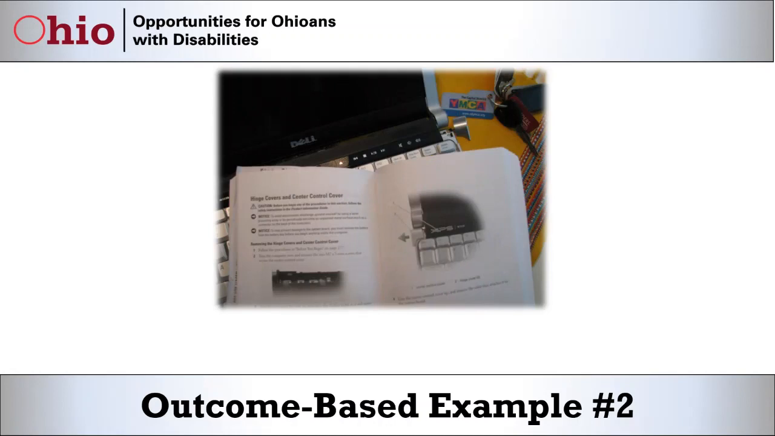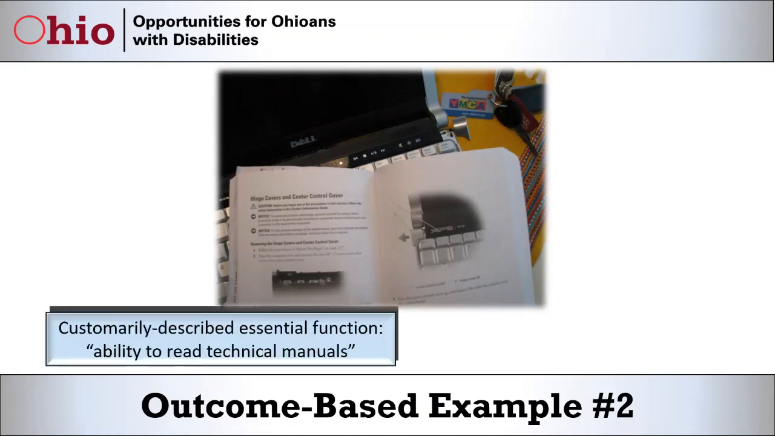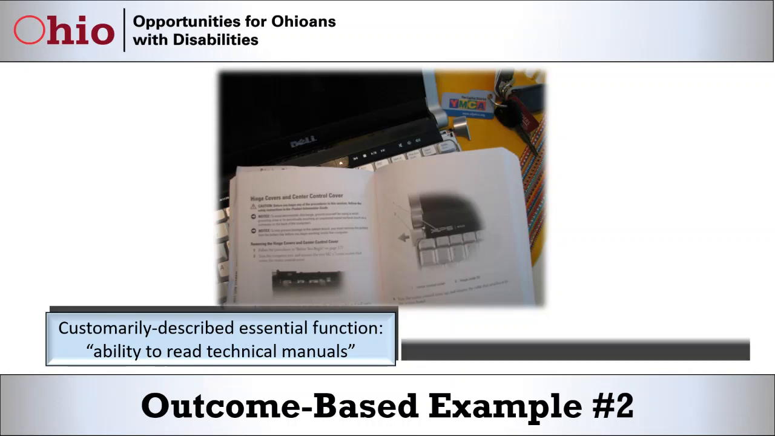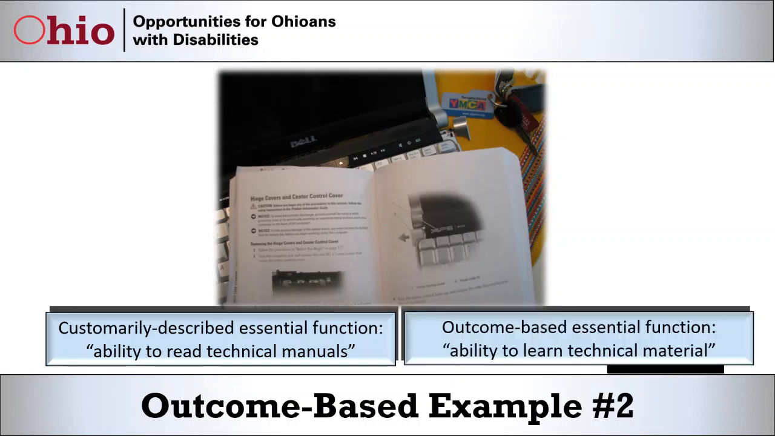I have a short example from Jan that includes an essential function for an IT professional that has been written in the customary way the task has always been done. It states the task as the ability to read technical manuals. So if we reword this to be outcome-based, it can be stated that the essential function is the ability to learn technical material. When it's written this way, which is based on the outcome, it makes the task inclusive of being performed in more than one way.